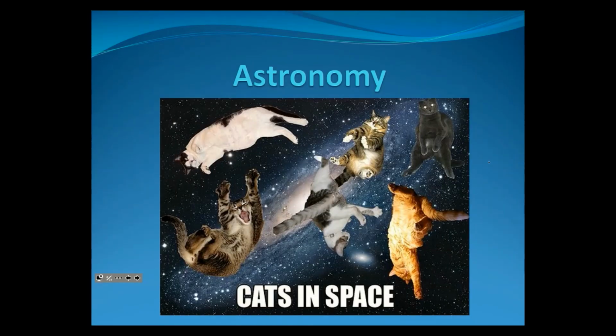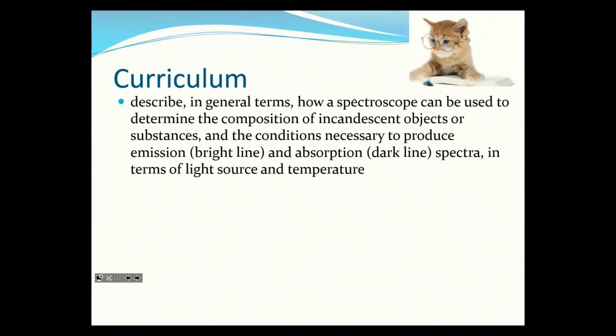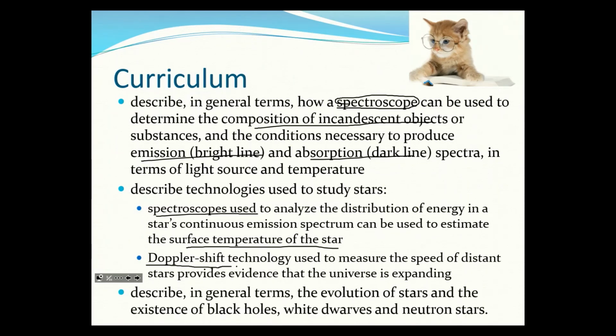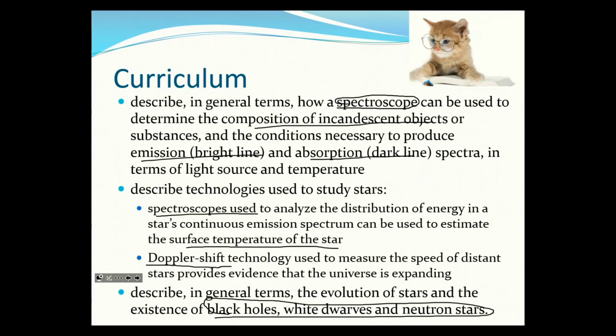Okay, so today we're going to talk about astronomy. So things you need to know. You need to know how a spectroscope works and how it can determine the composition of incandescent objects, and the conditions necessary to create a bright line, a dark line, and what that means in terms of temperature. We'll talk more about how spectroscopes work. You need to know about the surface temperature of stars. You need to know Doppler shift technology, how that works. You need to know the evolution of stars, and you need to know these three terms: black holes, white dwarfs, and neutron stars. Oh sorry, I thought there was more curriculum, that's it. Okay, so those are the key things that you need to know.